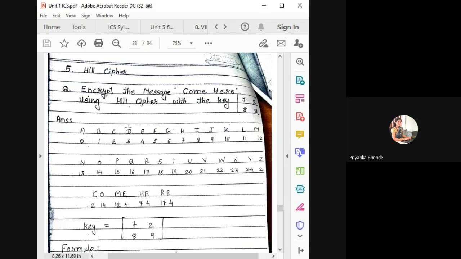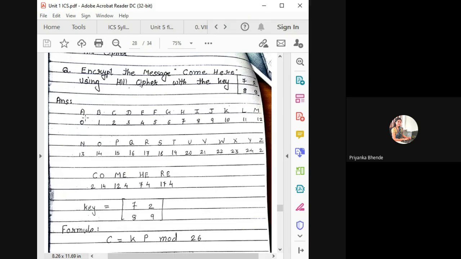So now in the first step, we assign the alphabets A to Z the numbers 0 to 25. If we assign A as 0, B as 1, C as 2 and so on, then Z at the end is assigned as 25.